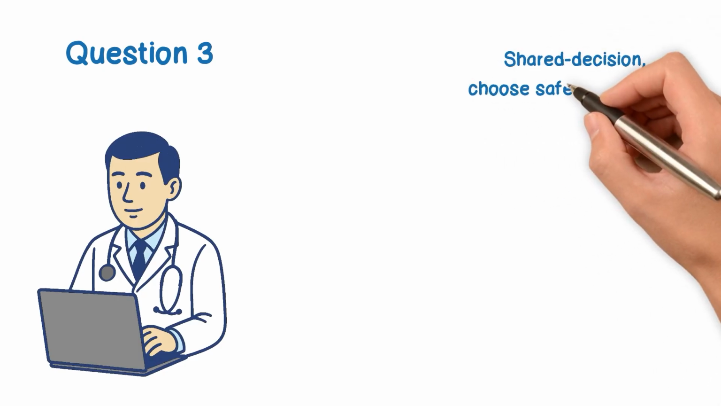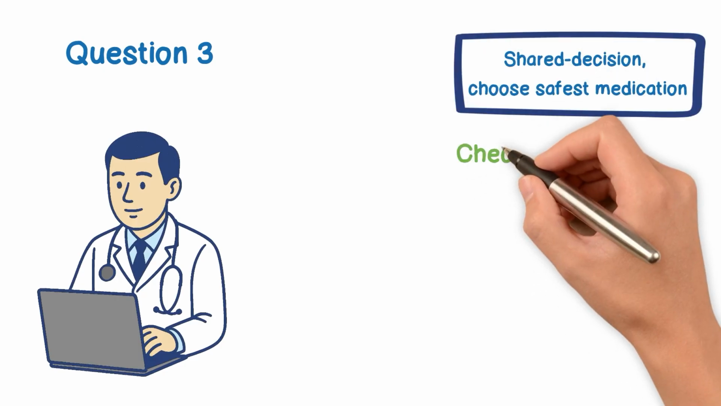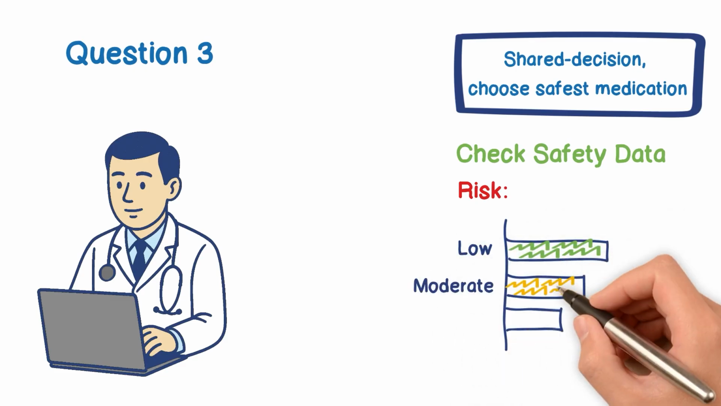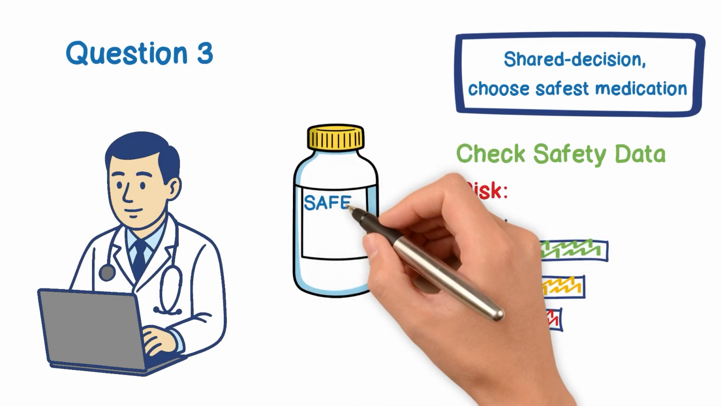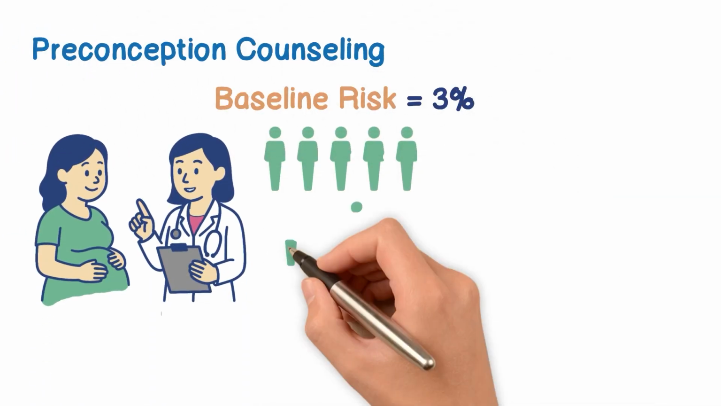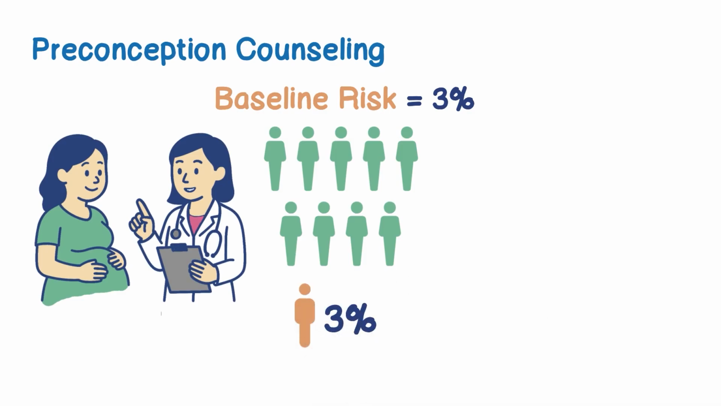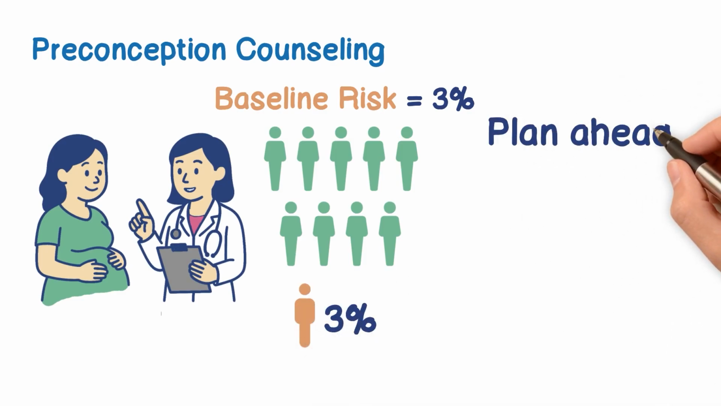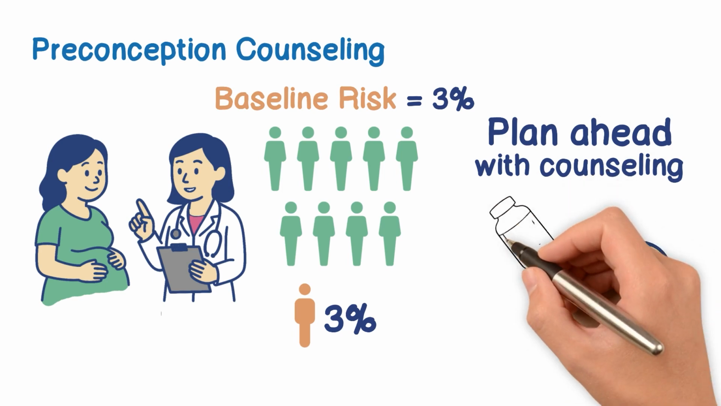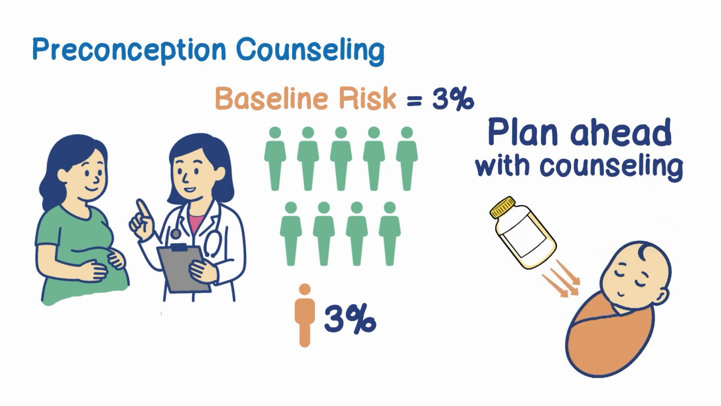Once you have decided that treatment is necessary, what safety data exists for this drug? The baseline major malformation risk is 3% in the general population. Preconception counseling should cover how medications impact pregnancy and whether they can be safely continued or not.